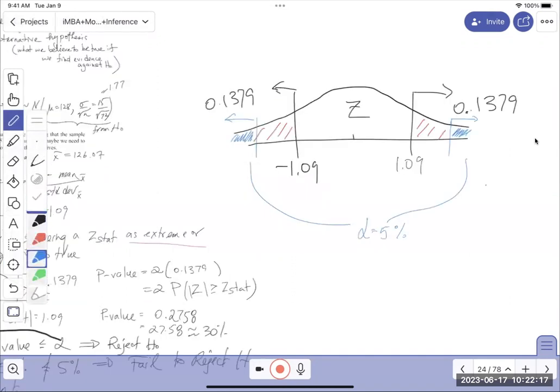So what you have to do is check for 0.025.